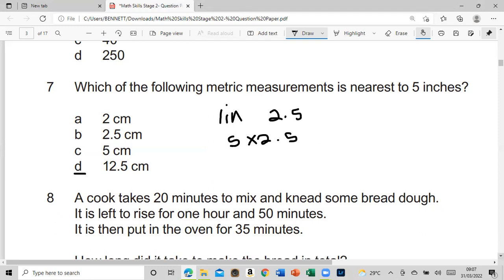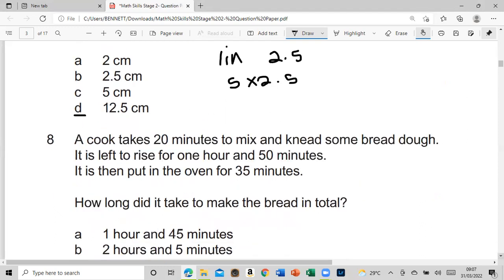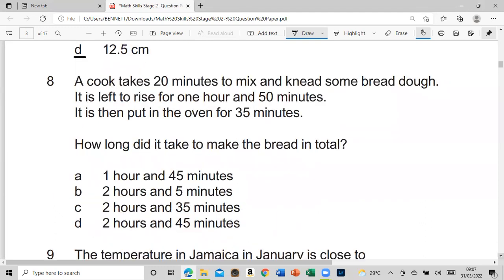Alright, let's look at this one now, just as what comes in the PEP questions. A cook takes 20 minutes to mix and knead some bread dough. It is left to rise for 1 hour and 50 minutes. It is then put in the oven for 35 minutes. How long did it take to make the bread in total? Typical PEP mental ability question. Alright, and that is why my students are doing this.